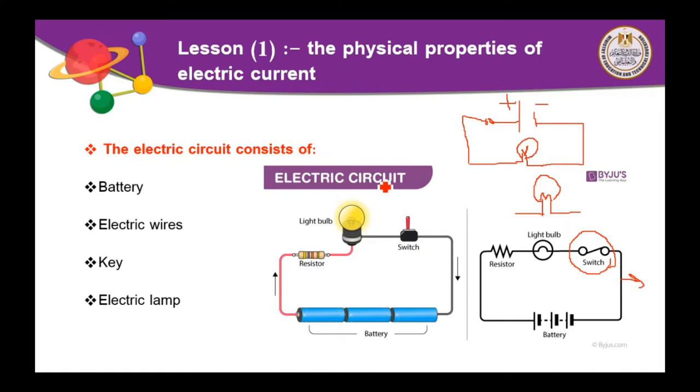Each one of them is very important in the electric circuit, as the battery is a source of electricity. Electric wires connect the components of the electric circuit. Key controls opening and closing the electric circuit. Electric lamp is an indicator. By it we can know if electricity passes through the electric wires or not.